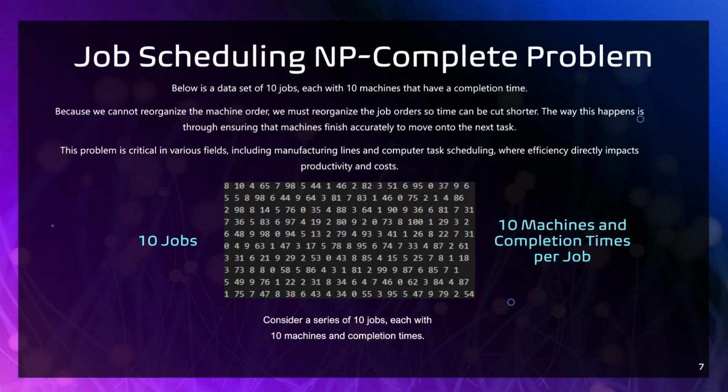Below is a data set of 10 jobs, each with 10 machines that have a completion time. Because we cannot reorganize the machine order, we must reorganize the job order so time can be cut shorter. The way this happens is through ensuring that machines finish accurately to move on to the next task. It is critical in various fields, including manufacturing and computer task scheduling, because efficiency directly impacts productivity and cost. So here we have 10 jobs with 10 machines and completion times per job, which are the pairs, which makes it a 10 by 20 array.